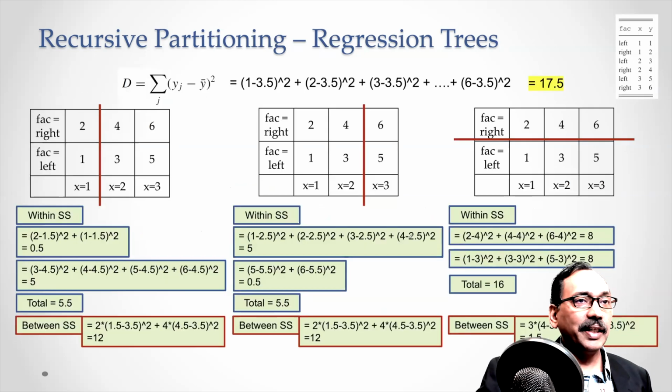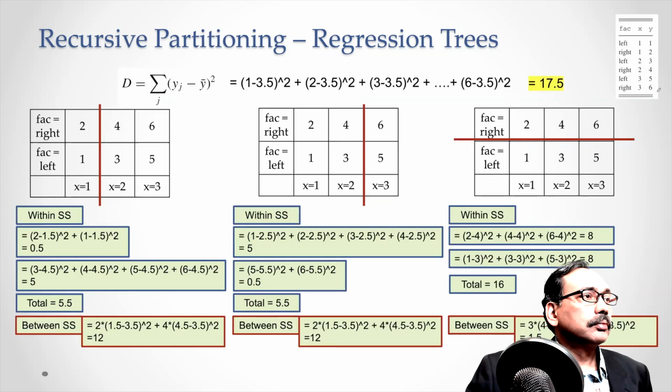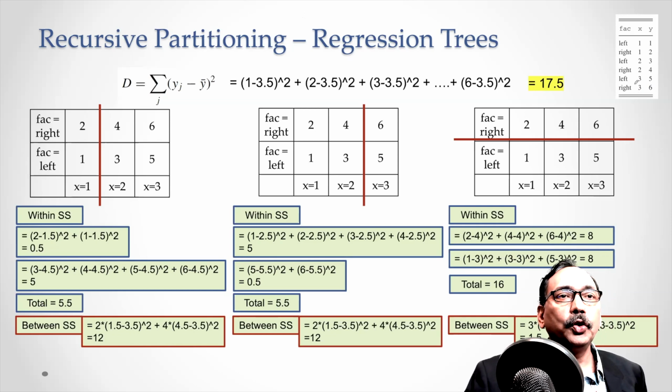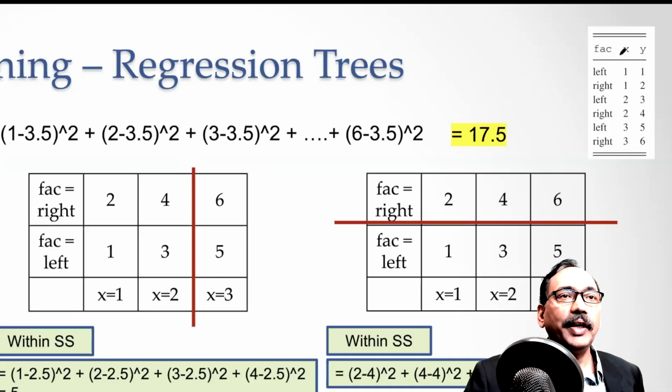So this is a simple example. I pasted the data on the right side. There are two variables, FAC, which takes only two values, it's a factor variable, left and right. And X is another variable that takes three values, 1, 2, and 3. And Y is a numeric response variable that simply varies from 1 to 6.